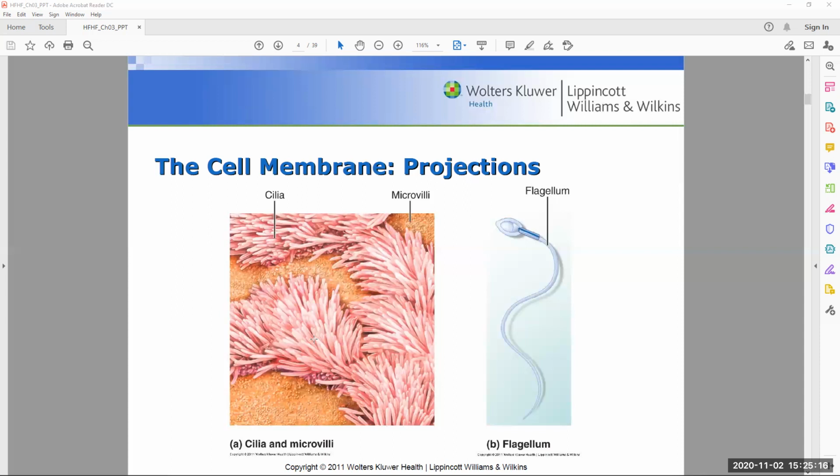So the removal of that liquid leads to a concentration of the bile that is present in the gallbladder.